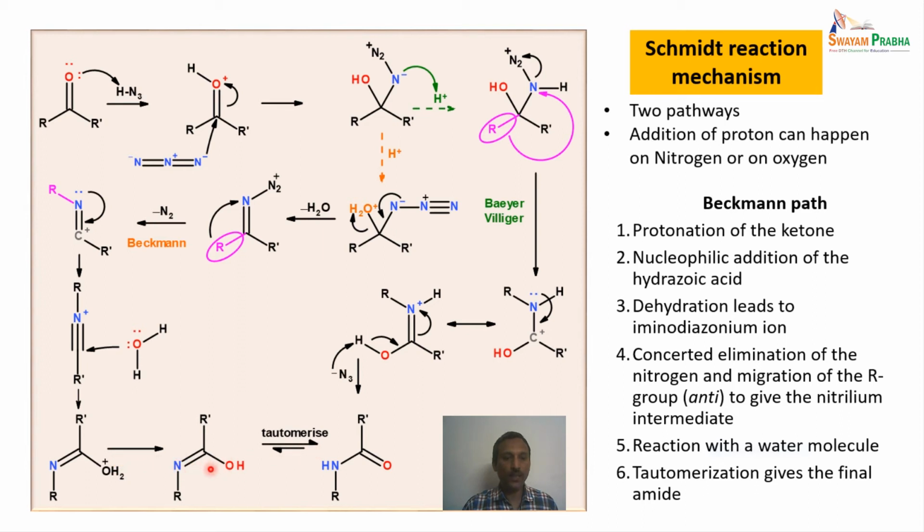and finally we end up with the enol derivative, which we have seen in the Beckmann rearrangement also. So this enol is quite unstable, so this tautomerizes to give the corresponding substituted amide derivative. So these are the two pathways by which a ketone can be converted to amide. So the crucial step is where the proton is added, whether it is added to the nitrogen or to the hydroxyl, which decides which pathway the reaction actually follows.